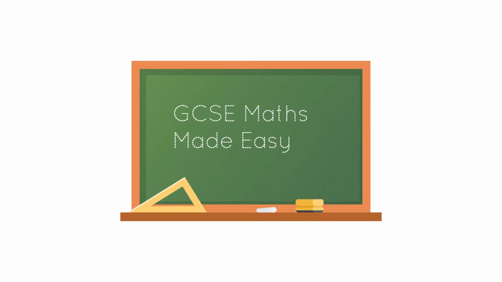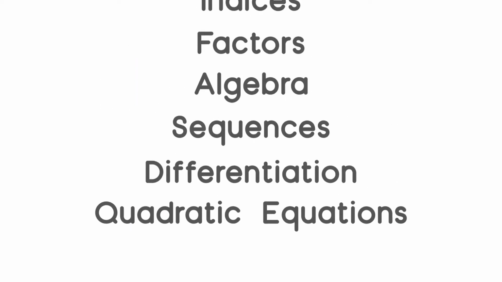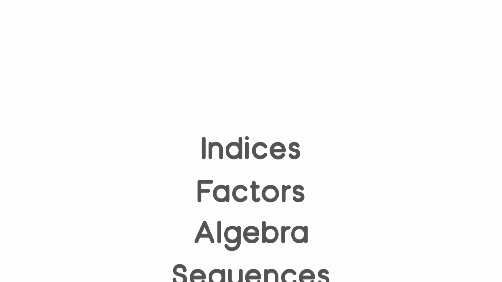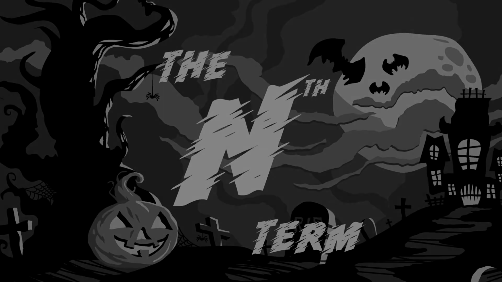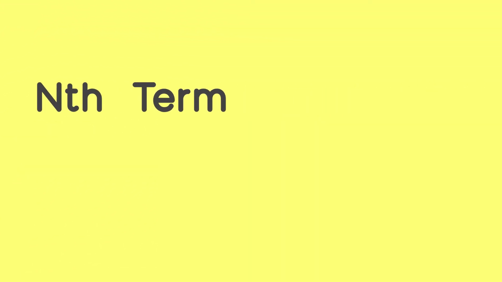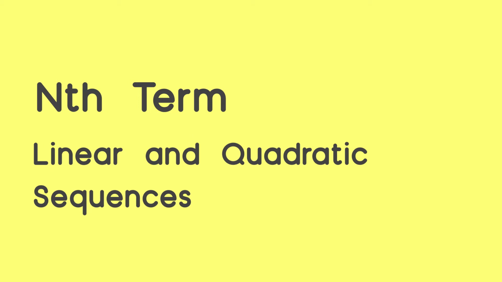In this series we're going to be covering the most challenging maths topics and questions and breaking them down and explaining them in a bit of a different way, a much more visual way so that they're easier to understand and follow along. The first video in this series we're going to be looking at the nth term for linear and quadratic sequences.